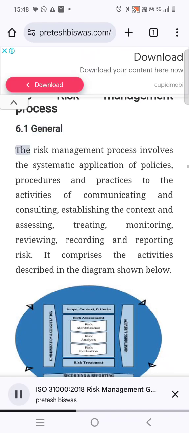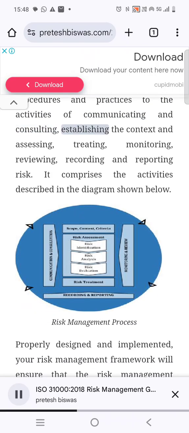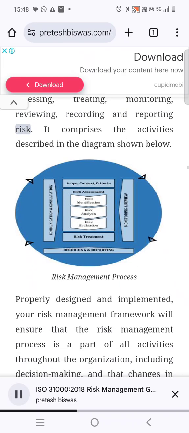6.1 General. The risk management process involves the systematic application of policies, procedures and practices to the activities of communicating and consulting, establishing the context and assessing, treating, monitoring, reviewing, recording and reporting risk. It comprises the activities described in the diagrams shown below.